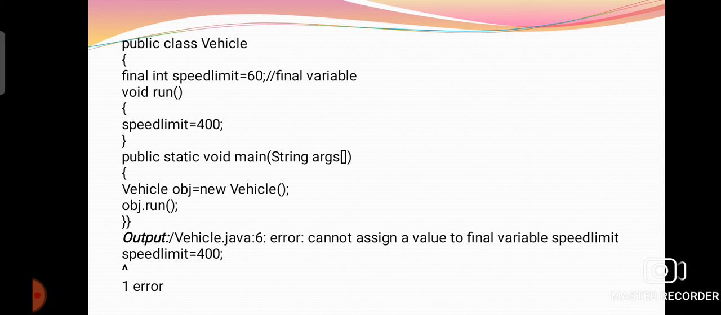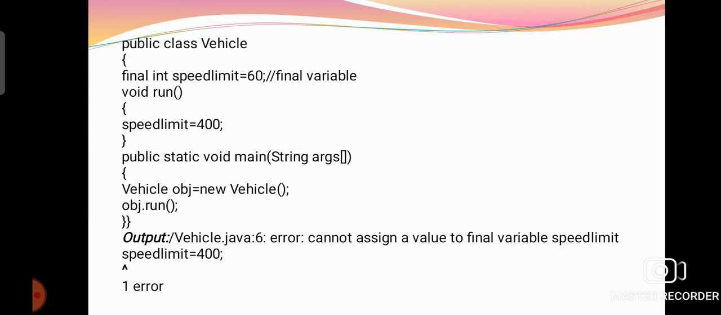Now we are going to see the example code for the final variable. We have the class Vehicle. Under the class we have defined one variable as final. The name of the final variable is speedlimit, and we have given one value to the variable, that is speedlimit equal to 60.